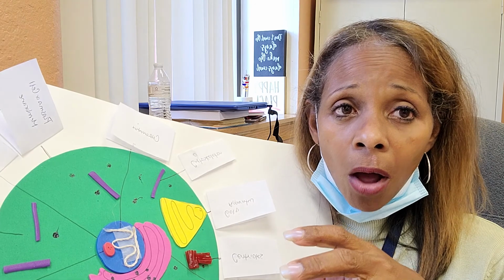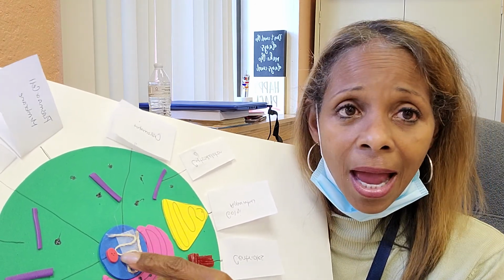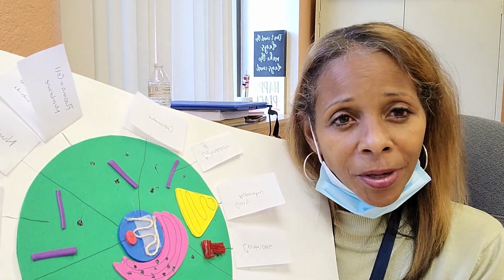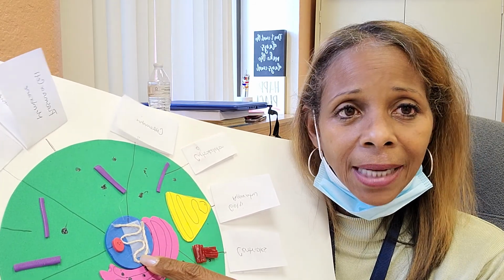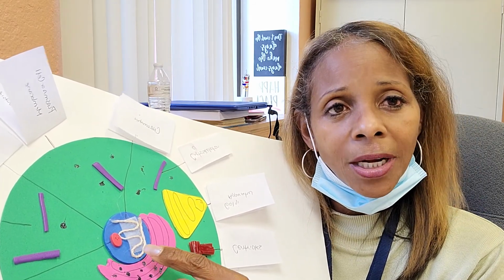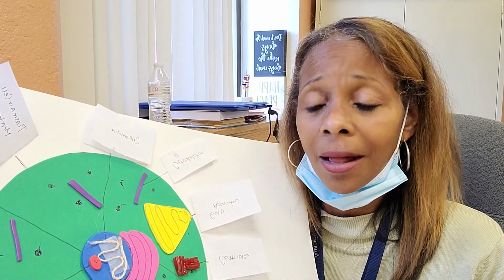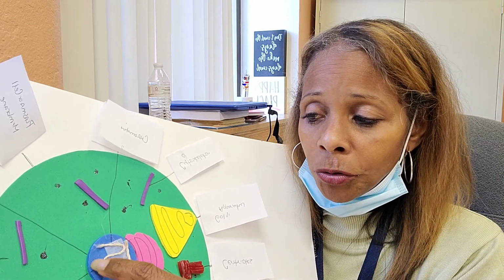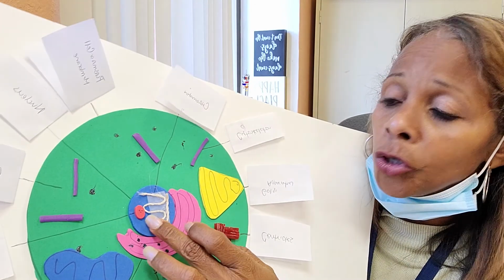Now, on top of the nucleus, I want these little squiggly lines. I don't care if you draw them on or you use paper and cut out squiggly lines, however you choose to do it. That represents the DNA, the genetic material in a cell, because the nucleus is the brain of the cell. It is the blueprint. And then I want you to make a round structure here that represents the nucleolus.